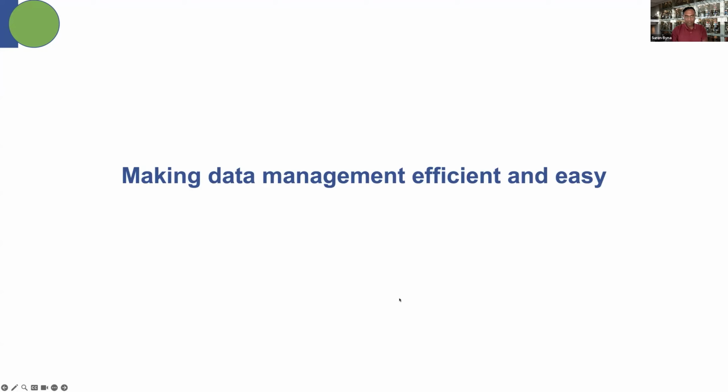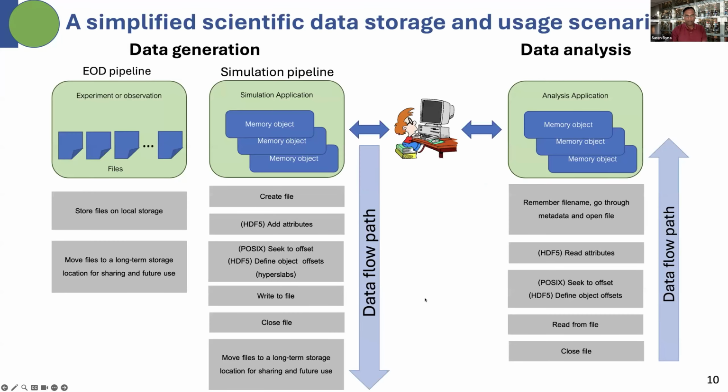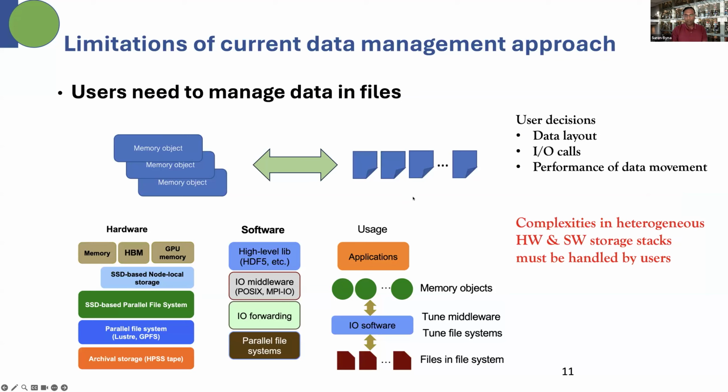Just to give a brief intro to what we are doing in the PDC, Adrian, I collected this. The next few slides are talking about that. What happens in the current data movement pipelines, the experimental observational data pipeline or simulation pipeline, is that the data flow path is pretty much full of files, and much of it is managed by users. So how to make this much simpler is what we are looking at in the Proactive Data Containers.